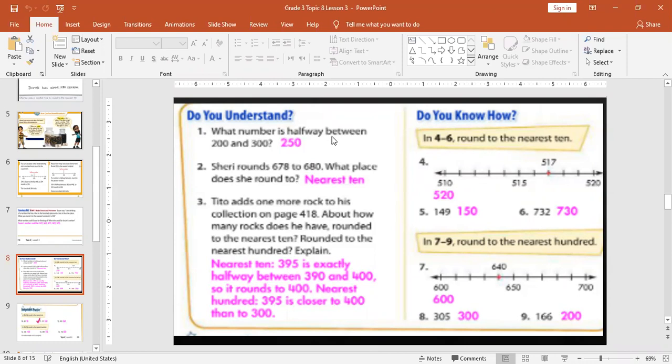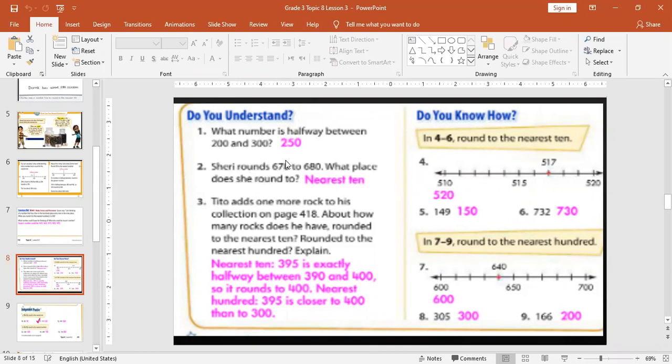Here, what number is halfway between 200 and 300? Of course, the halfway is 250. Sherry rounds 678 to 680. What place does she round to? She rounds to the tens place, nearest 10.